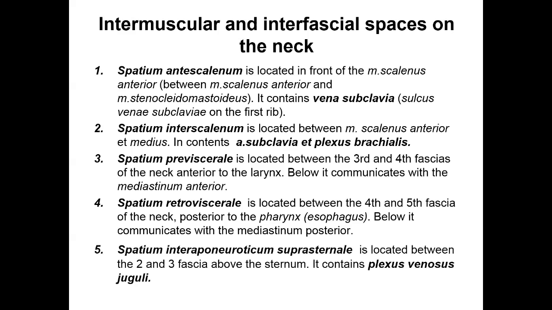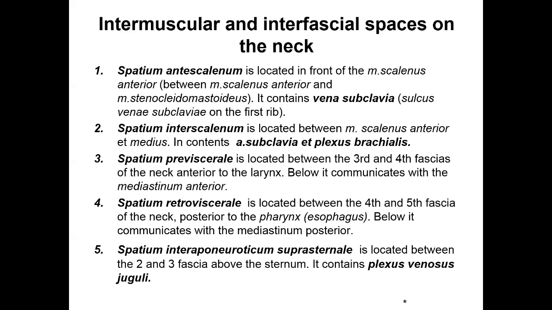And last number 5, spatium interaponeuroticum suprasternale. It's located between the second and third fascias above the sternum, and it contains plexus venosus jugularis.